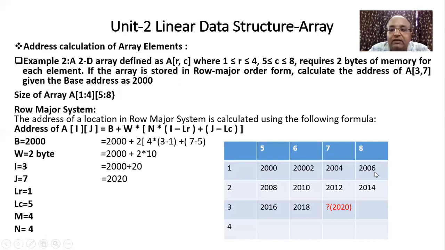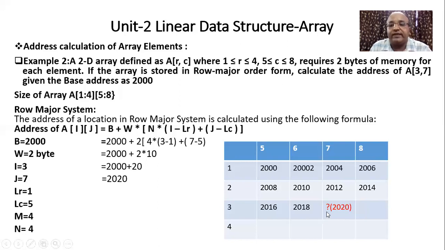Now we'll reach the last column because we have a maximum of 4 columns. Once the first row is finished, we'll move to the next row, correct? In the second row, we'll have the values 2008, 2010, 2012, 2014. Now our goal is to find out the value for which element? A37. I have already marked a question mark at the A37 location.